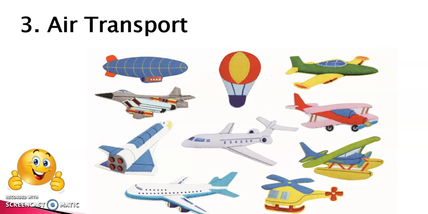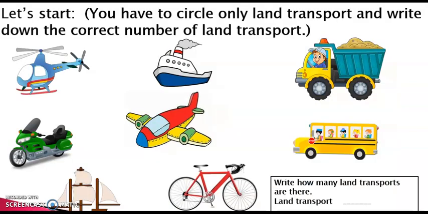Look at your screen carefully and try to name each of these types of air transportations. I'm sure as well that you know each of them very well. Now, children, here, let me see how well you know the different kinds of transportations. We are asked here to circle only land transport, and write down the correct number of land transports.